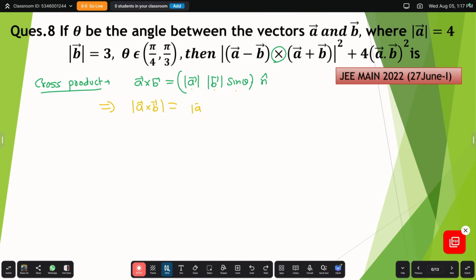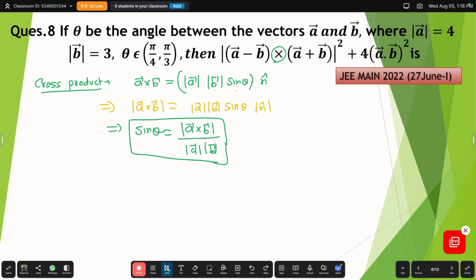Applying mod on both sides, it will be mod A, mod B, sin theta and mod n cap. But n cap is a unit vector, so its mod is 1. So from here, can you tell me what is sin theta value? Sin theta is mod A cross B upon mod A and mod B. So this is one of the important results. Now tell me also cos theta. Cos theta is A dot B upon mod A and mod B.